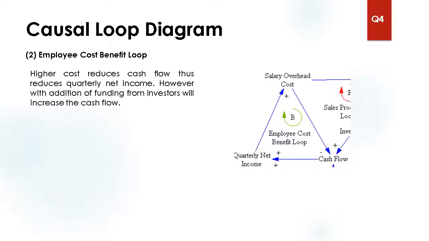The second loop, the employee cost benefit loop. Higher costs reduce cash flow, thus reducing quarterly net income. However, with the addition of funding from investors, this will increase the cash flow.